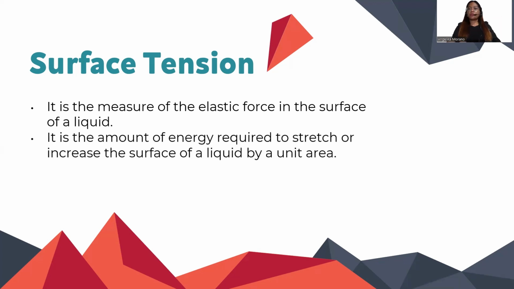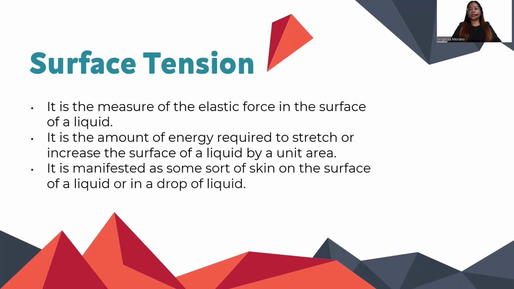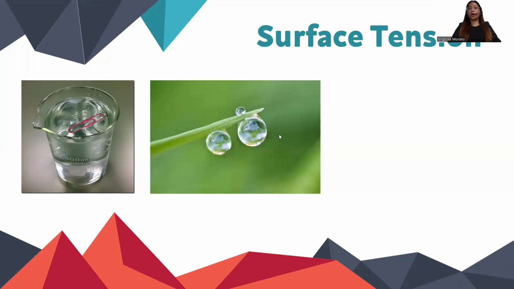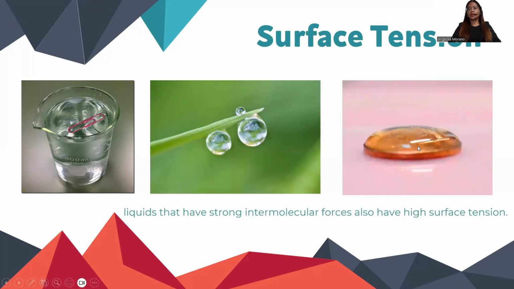So another definition, when we say surface tension, it is the amount of energy required to stretch or increase the surface of a liquid by a unit area. So it is manifested as some sort of skin on the surface of a liquid or in a drop of liquid. So for example, this paperclip on the top of water, then also the droplets of water on a leaf and the water on the top of a coin. So liquids that have strong intermolecular forces also have a high surface tension. They have high force, so to speak.